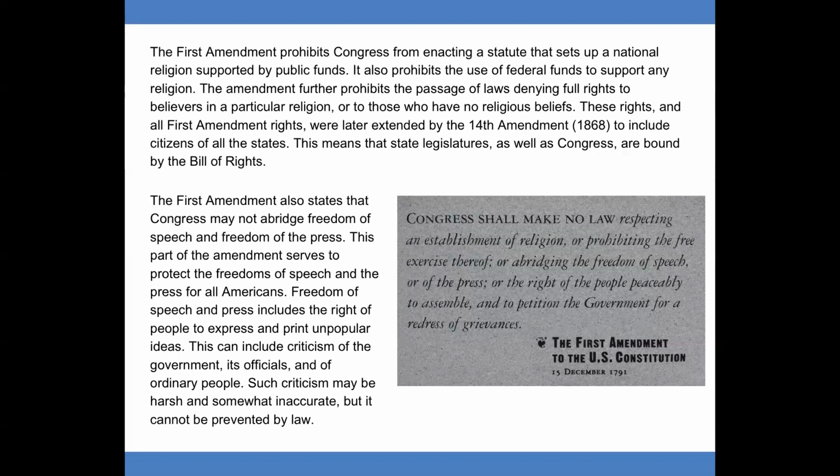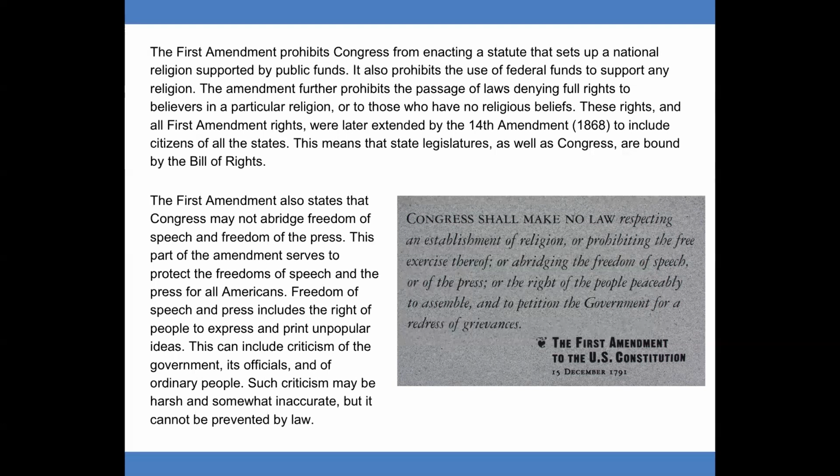These rights and all First Amendment rights were later extended by the 14th Amendment, 1868, to include citizens of all the states. This means that state legislatures, as well as Congress, are bound by the Bill of Rights. The First Amendment also states that Congress may not abridge freedom of speech and freedom of the press. This part of the amendment serves to protect the freedoms of speech and the press for all Americans.